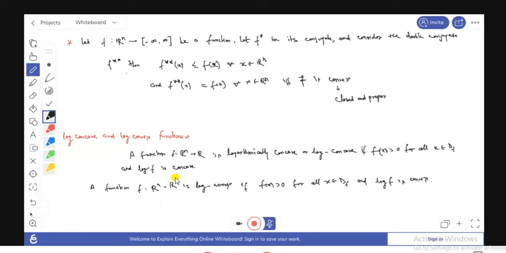Okay, so if any function... I will say that a function f from R to R with convex domain.